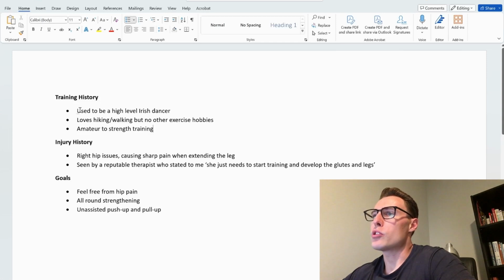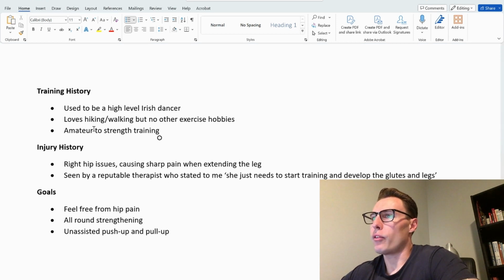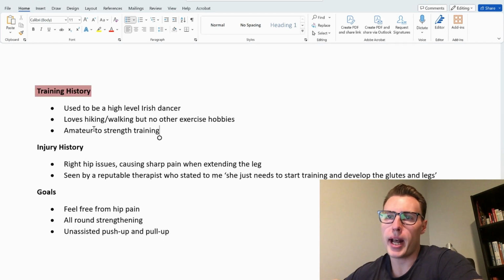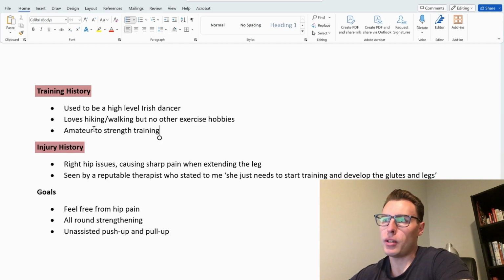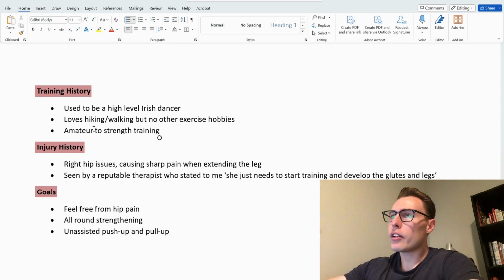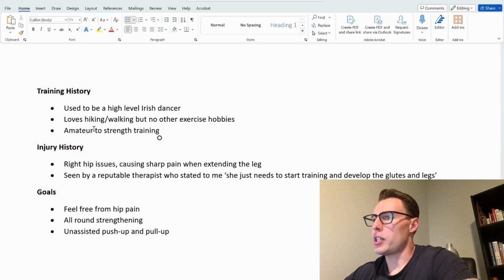So one of their clients used to be a high-level Irish dancer. They love hiking and walking, but do no other exercise hobbies right now, and they're an amateur to strength training. Before I dive into it, these are three key points that I like covering when I'm sitting down to design someone's program. I want to know what they've done in the past in terms of their training. I want to know if they have any current or pre-existing injuries that I need to be aware of, and I want to know obviously what their goals are. So those are three umbrellas, if you will, in terms of what I need to know when I'm sitting down to write a program.